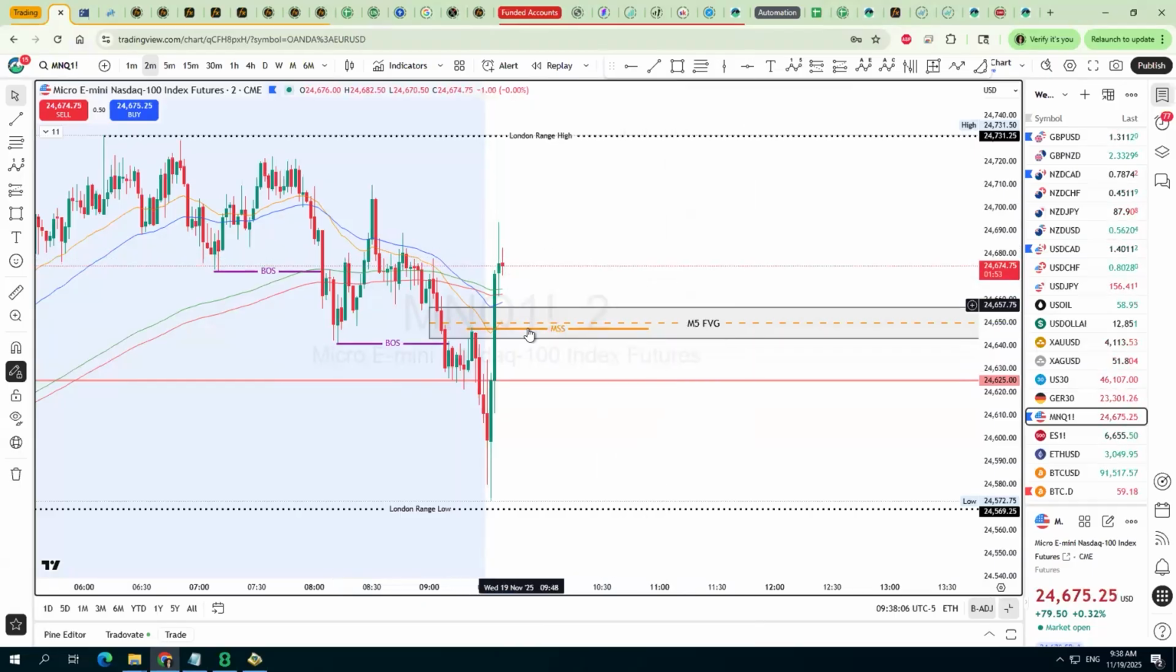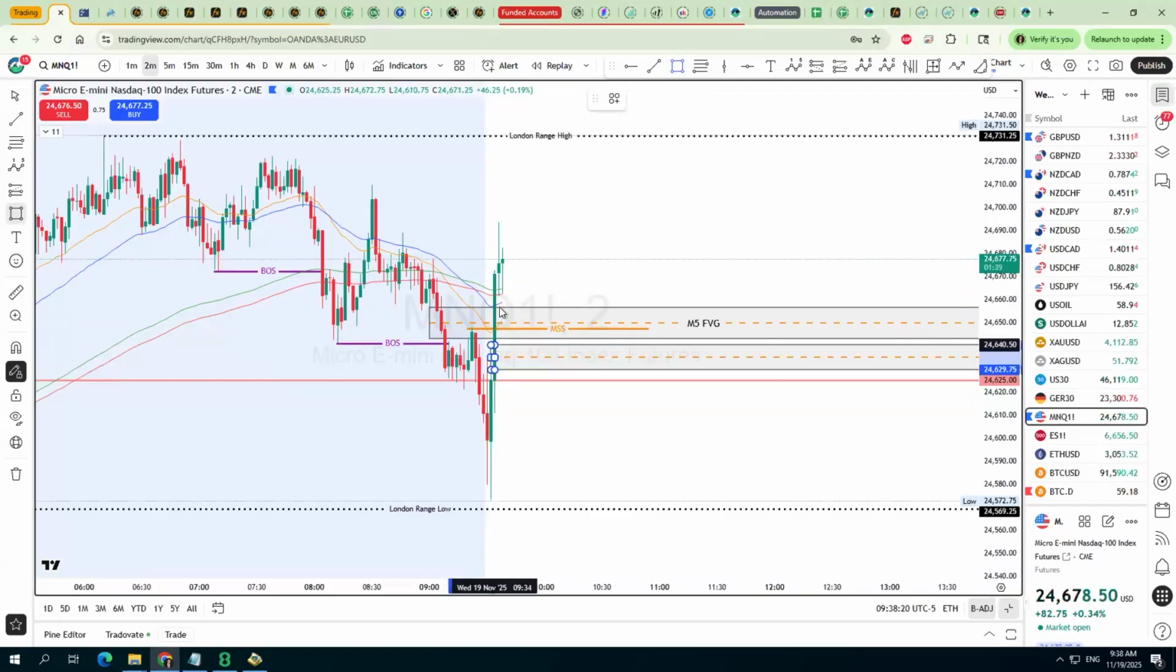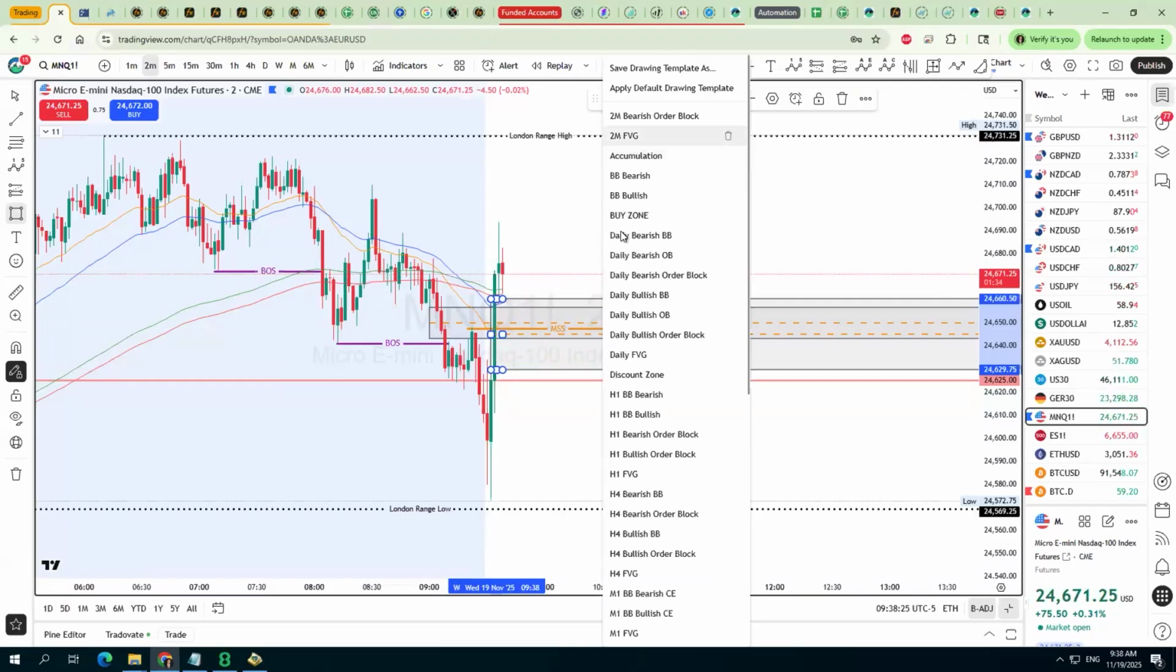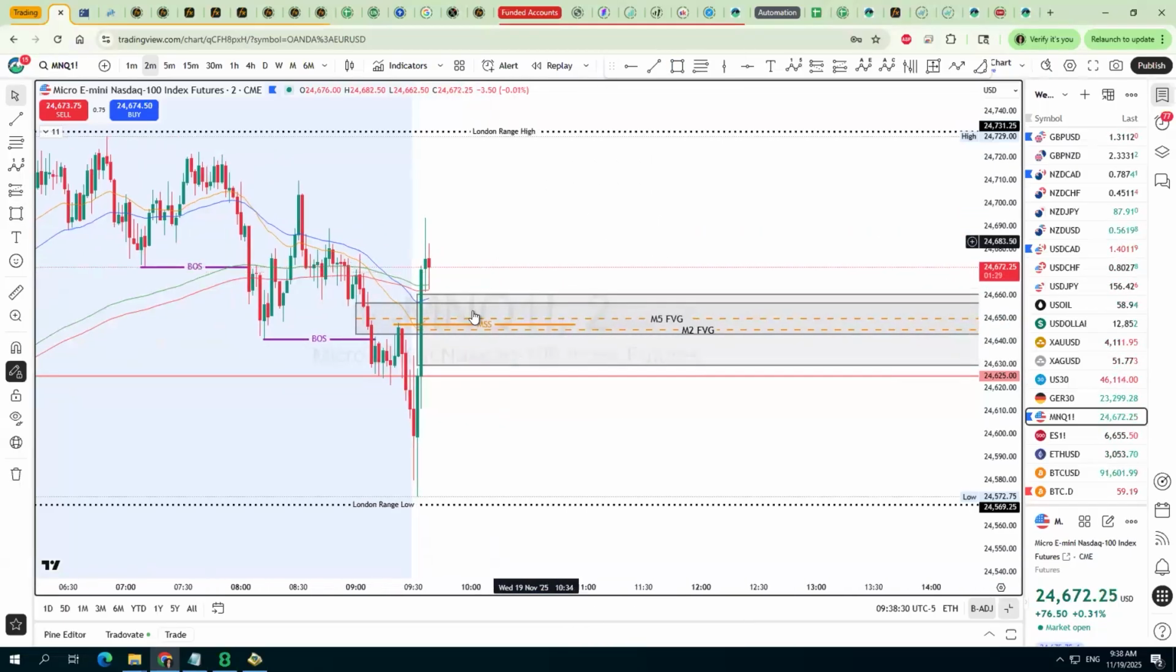And so therefore, traders, when price comes back into this area, this is the big fair value gap that we've got here. It's a huge fair value gap, and we've got a 5 minute. So we've got a 2 minute fair value gap sitting over here, and it's inside that 5 minute fair value gap here. So we're going to go ahead and mark that off. 2 minute fair value gap here. Price is going to tap into this area.